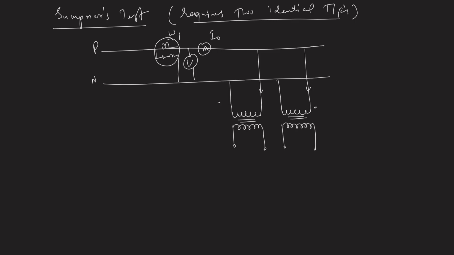Now if I mention the dots like this, that means this is plus and this is plus, this is plus and this is plus. So the induced voltage phasors will be like this, right? So this is E1 and E2, transformer 1 and transformer 2. Now the requirement of the Sumpner's test is to connect these phasors in phasor opposition like this.